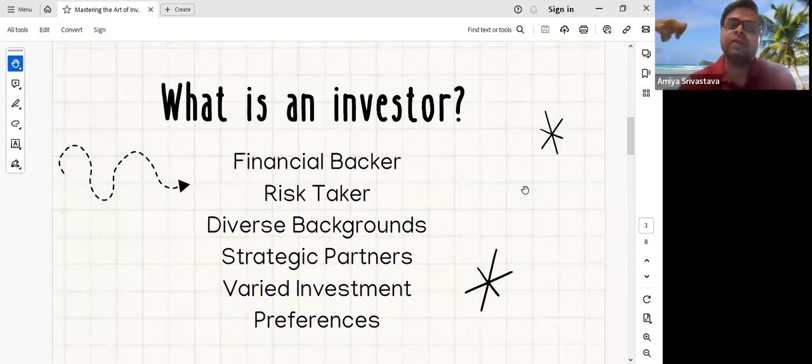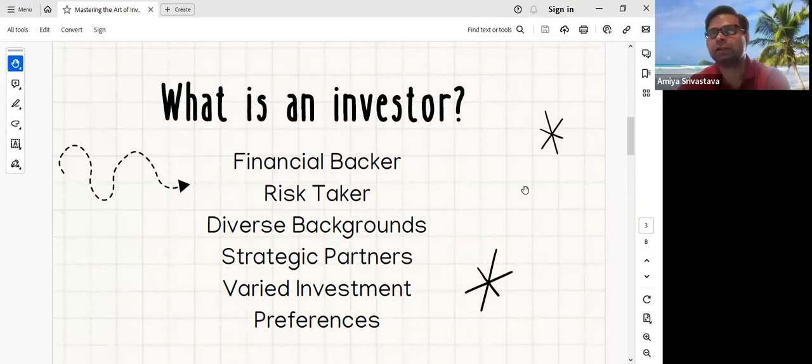So when you're looking at an investor, you have to understand what is an investor, not who could be anybody, but what is an investor? An investor is someone who is a financial backer. That's our general takeaway. And that's something that we always try and bank on. But there is more to it. They are the risk takers. And they can come from diverse backgrounds.